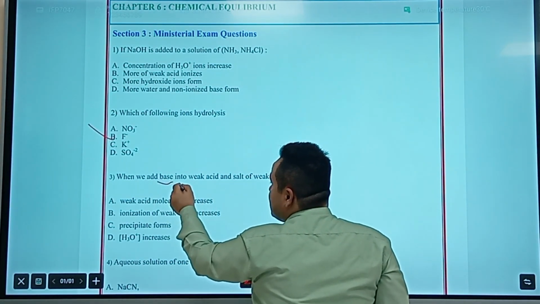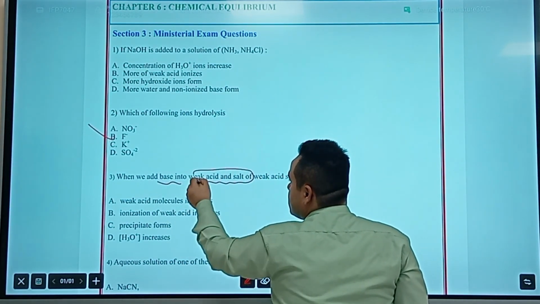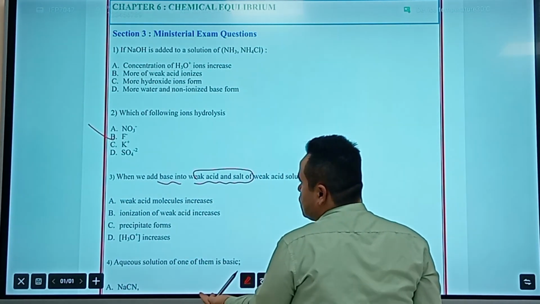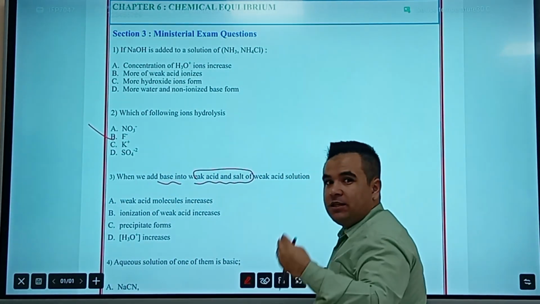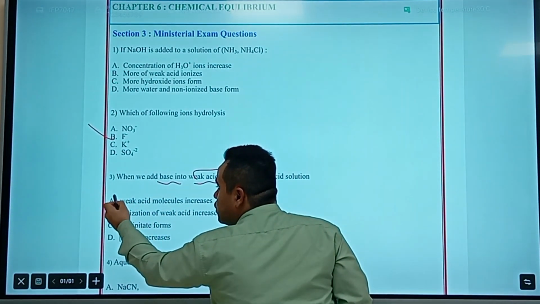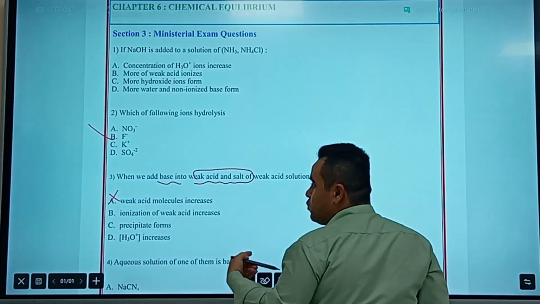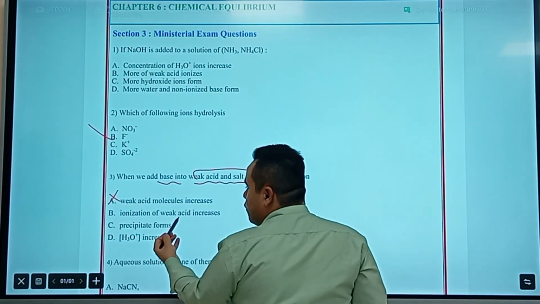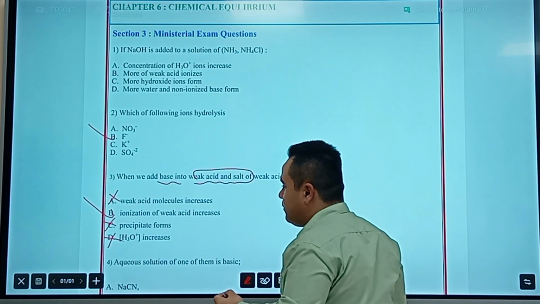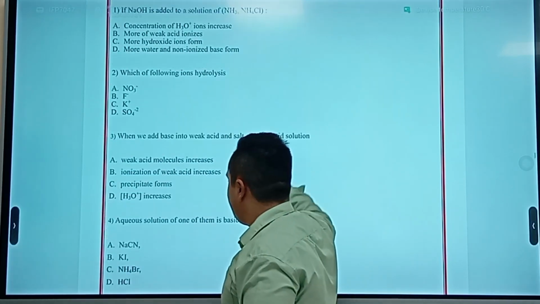When we add base into a weak acid and a salt, so three components of weak acid solution, which of the following is true? Base into acid, therefore what is favored? So weak acid molecules increase? No, it consumes more. Ionization of the weak acid increases? Yes. Precipitation? No. Hydronium, there will not be change in hydronium, guys.